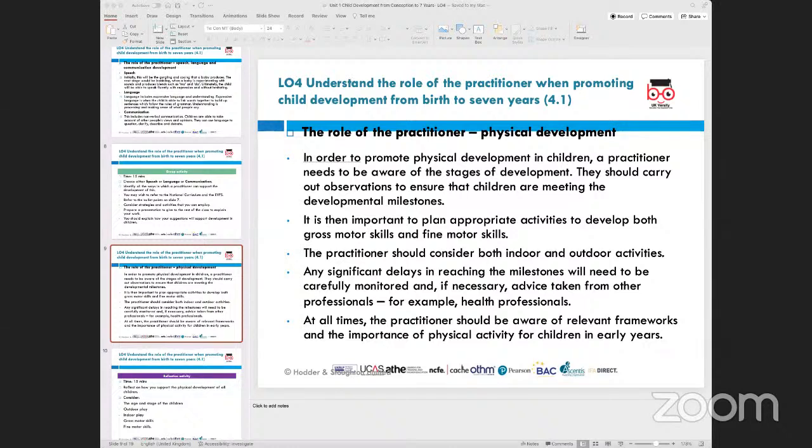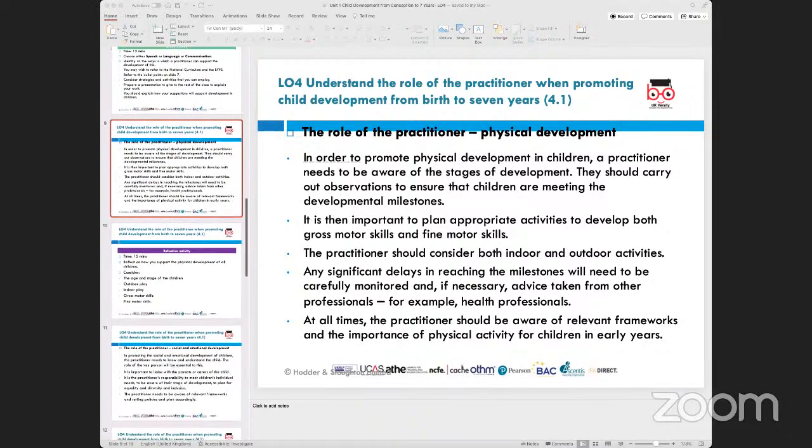So in this case, what we do see is that indoor and outdoor activities planned by practitioners play a very important part in the physical development of the child in the early years, between the age group of 2 to 7. Is that okay?